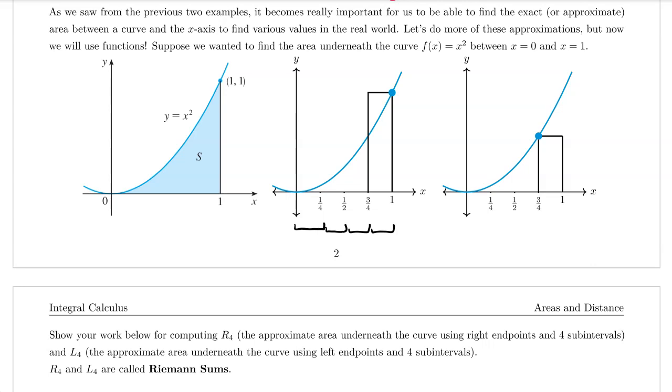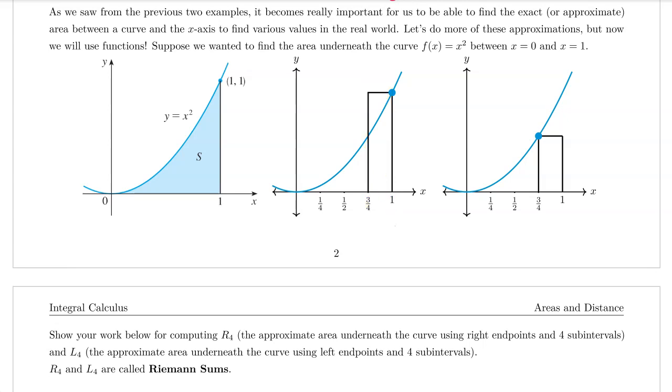Why do we have 2 different pictures here? Well, in the middle picture, we're drawing our rectangle so that its height is given by the right endpoint of the subinterval. So on the subinterval from 3/4 to 1, we are drawing our rectangle, and its height is established by using the right endpoint, plugging that into our function, and then we see that that's the height of our rectangle. So that's what's happening there.